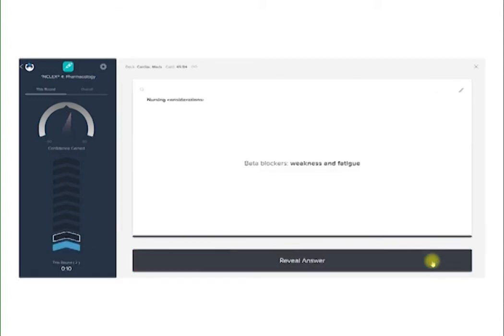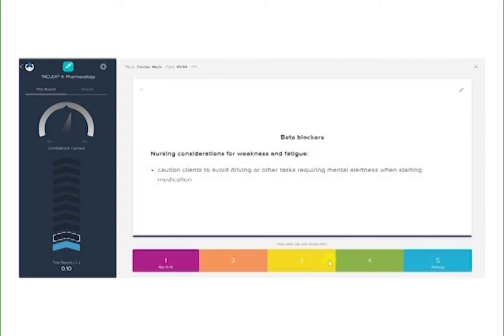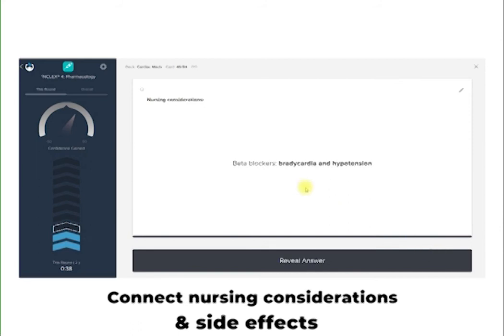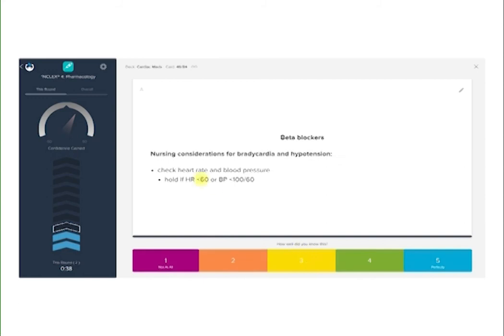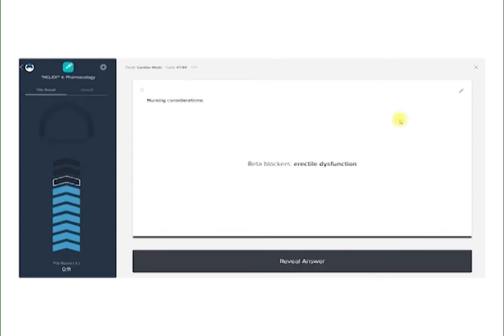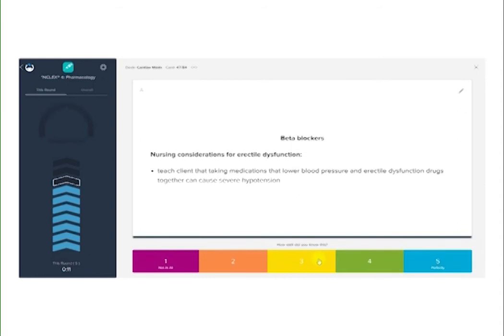And then for the next flashcard, instead of sticking all of the nursing considerations onto one card with the side effects, I broke it up so that it was easier to review. So the nursing consideration for the side effect of weakness and fatigue would be to caution clients to avoid driving or other tasks that require them to be alert. Remember I said that nursing considerations and side effects do go hand in hand. The nursing considerations for bradycardia and hypotension would be to check the heart rate and the blood pressure, and then to hold the medication if it's too low. The nursing consideration for erectile dysfunction would be to let the client know that taking beta blockers along with their erectile dysfunction drugs can cause really bad hypotension.